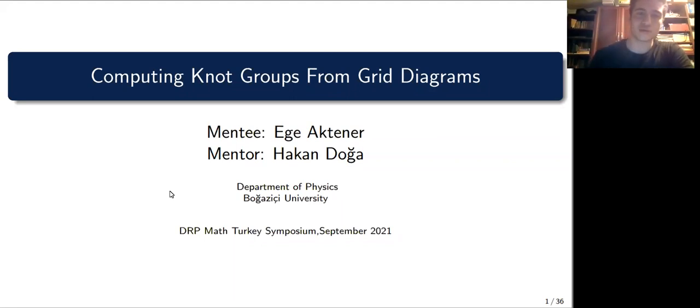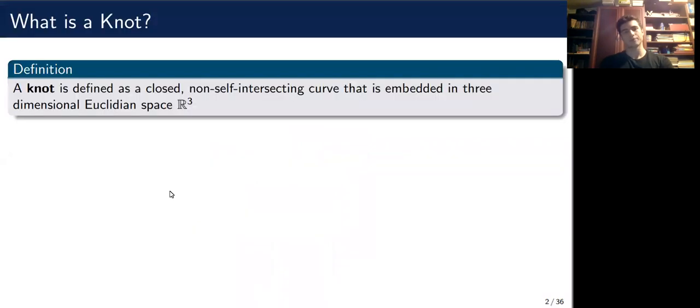Today I will introduce knot groups and show how we can compute knot groups by using two different methods. So, what is a knot to begin with? A knot is defined as a closed, non-self-intersecting curve that is embedded in R3. So the mathematical knot is not much different than the usual knot we are all used to.